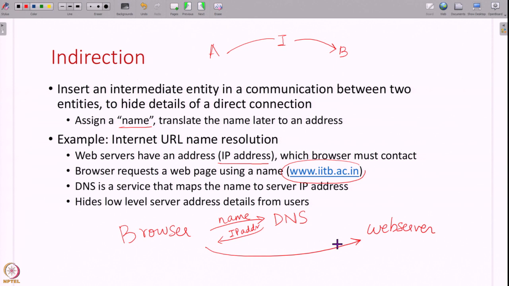So by adding this intermediate layer, you are simplifying things. Users do not have to remember this cumbersome address. And if IIT Bombay wants to move to a different web server, it can simply update this mapping in DNS. You as a user do not have to be aware that the web server has changed, you will simply get a different IP address and go there. So indirection makes things easy. This is again a common principle you will see throughout computer systems in many places.